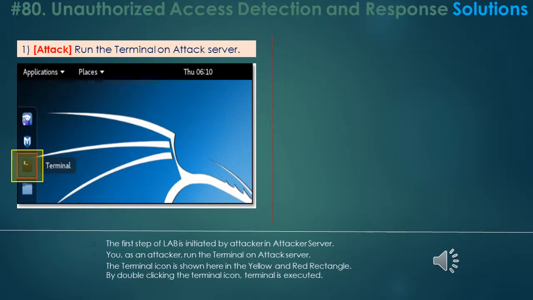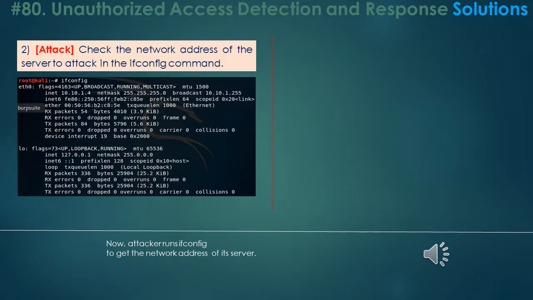The first step of the lab is initiated by the attacker in the attacker's server. You, as an attacker, run the terminal on the attack server. The terminal icon is shown here in the yellow and red rectangle. By double-clicking the terminal icon, the terminal is executed. Now, the attacker runs ifconfig to get the network address of its server.